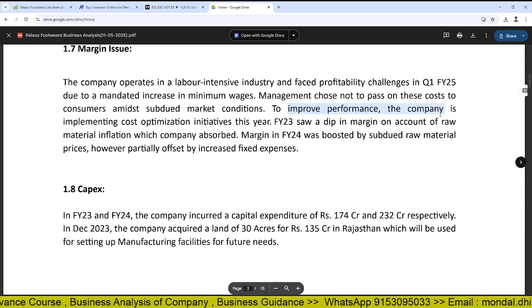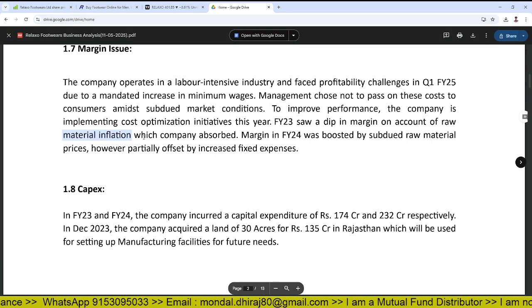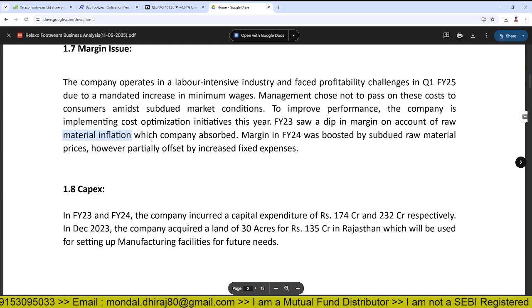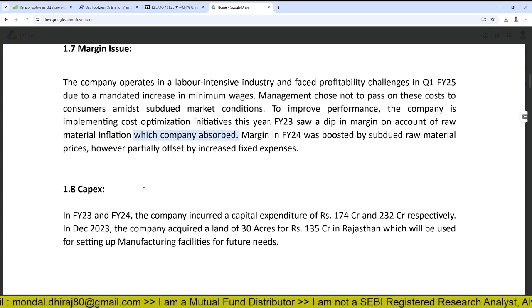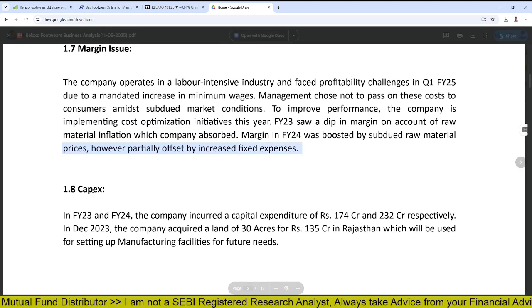To improve performance, the company is implementing a cost optimization initiative this year. FY23 saw a dip in margin on account of raw material inflation. You know that in FY23 there was inflation of raw material, crude oil price was increased. So basically the raw material price was increased, which the company basically absorbed, and the margin in FY24 was boosted by subdued raw material price, however partially offset by increased fixed expenses.